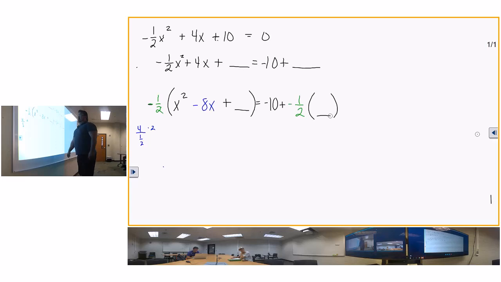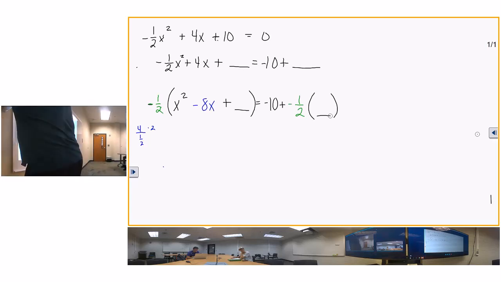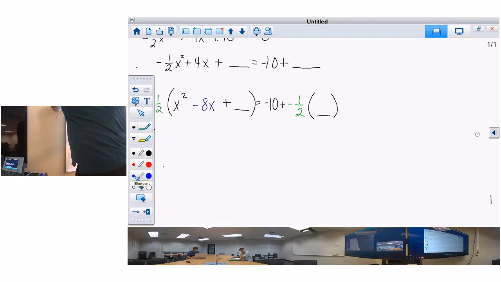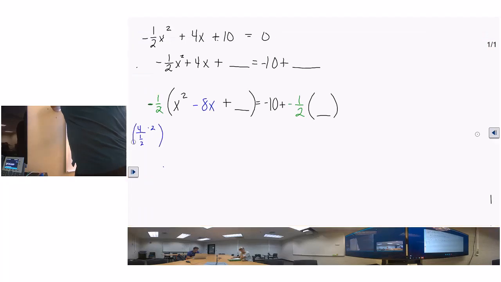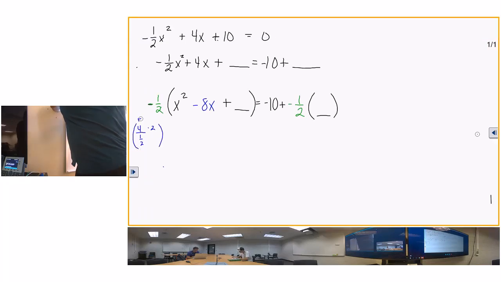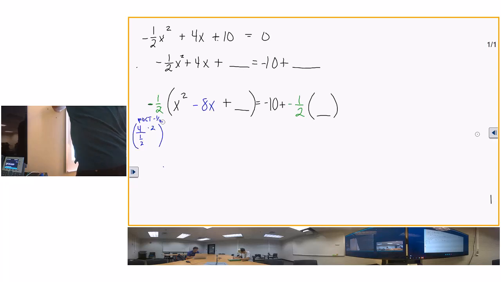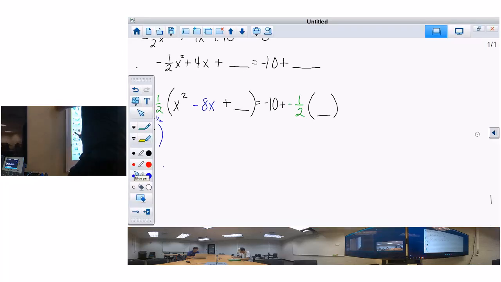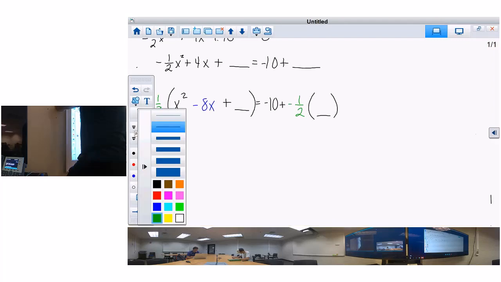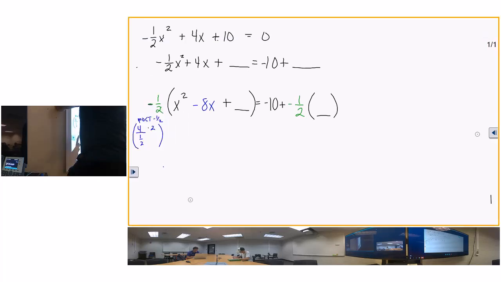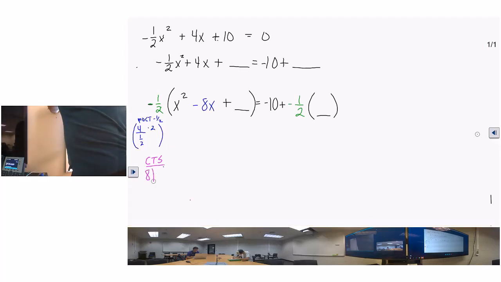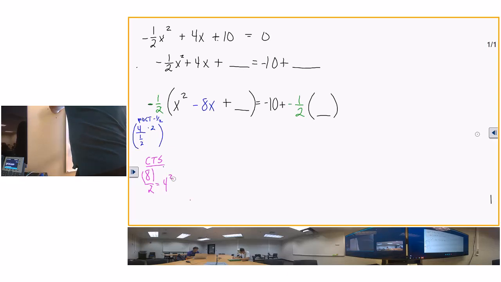So what is 8? And we're going to do it in magenta. Because the blue, this right here, is just factoring out a common term of negative 1/2. That's all that is. Now we're going to do in magenta, we're going to complete the square. So over here, complete the square. So 8 divided by 2 is what? 4. 4 squared is what?